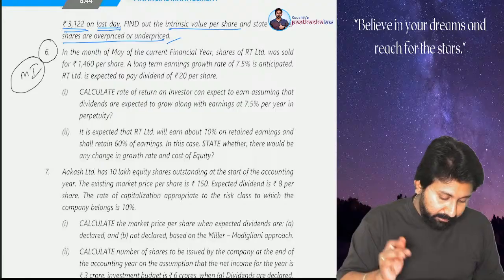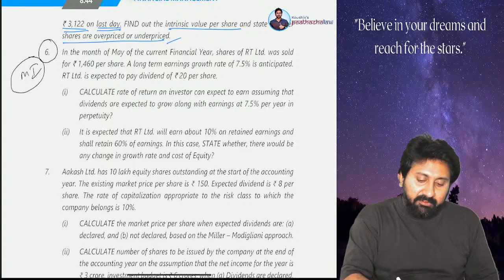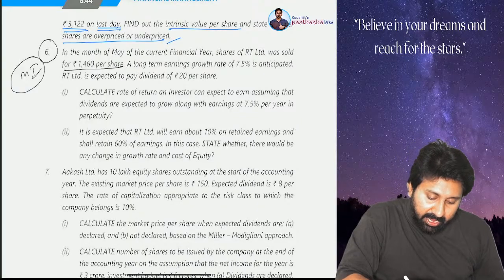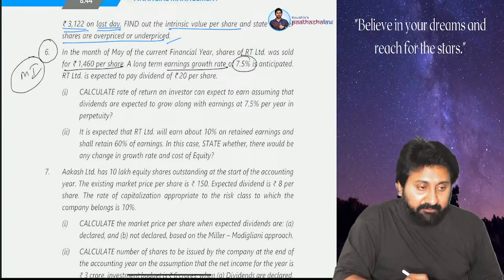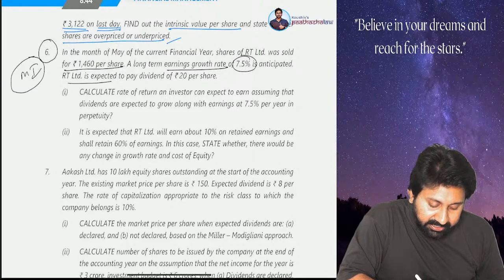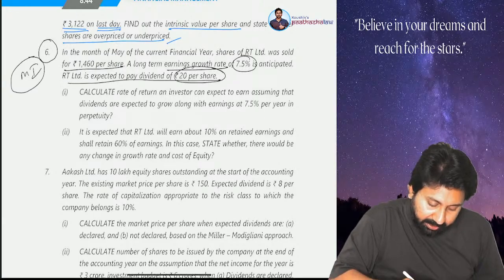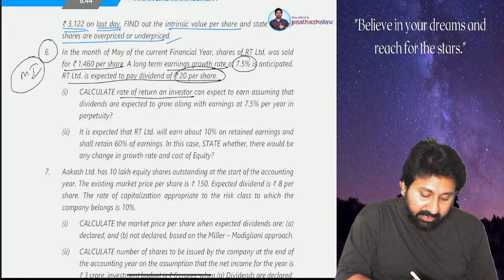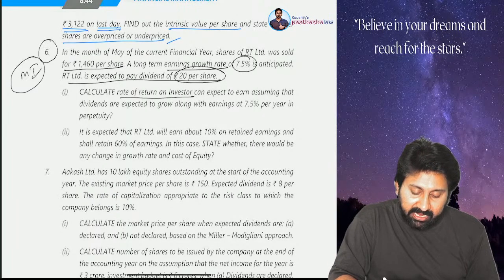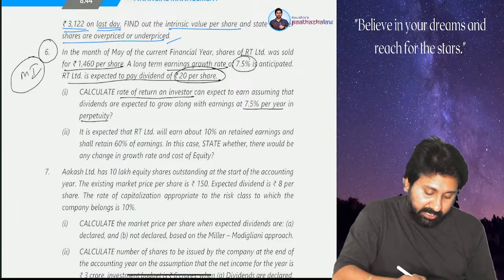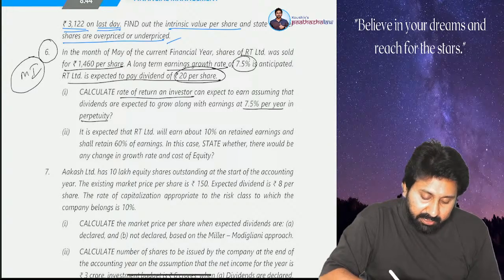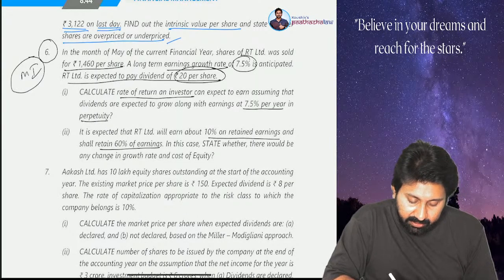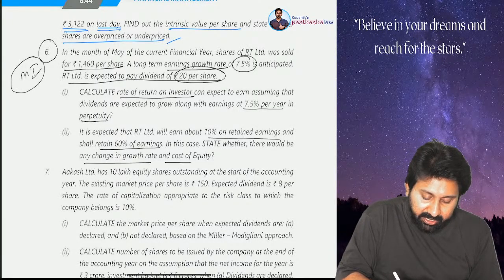Let us start. Okay. In the month of May of the current financial year, shares of RT Limited was sold for 1460 per share. A long-term earnings growth rate of 7.5% is anticipated. RT Limited is expected to pay a dividend of rupees 20 per share. Calculate the rate of return an investor can expect to earn assuming the dividends are expected to grow along with earnings at 7.5% per year in perpetuity. It is expected that RT Limited will earn about 10% on the retained earnings and shall retain 60% of the earnings. In this case, state whether there would be any change in the growth rate and cost of equity.